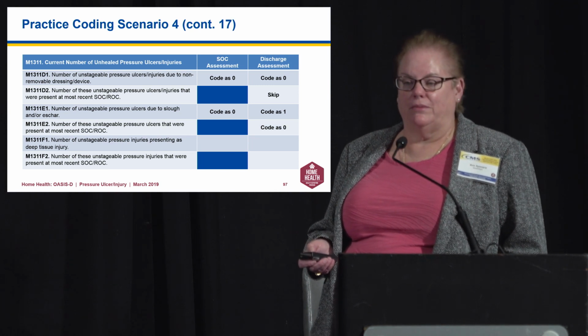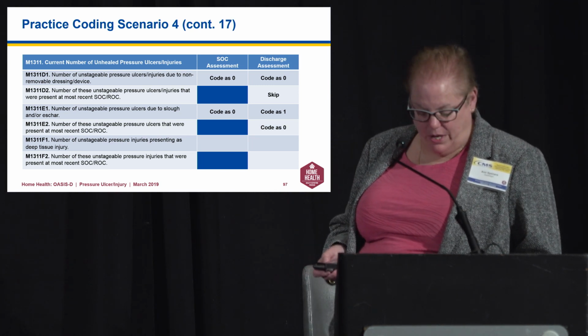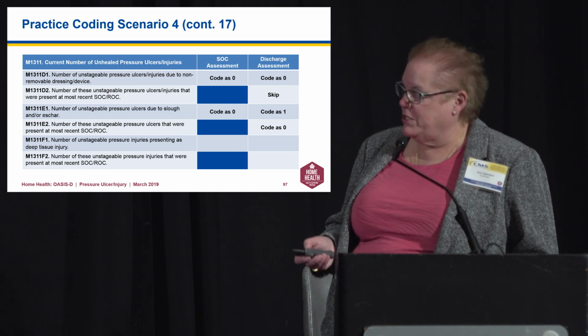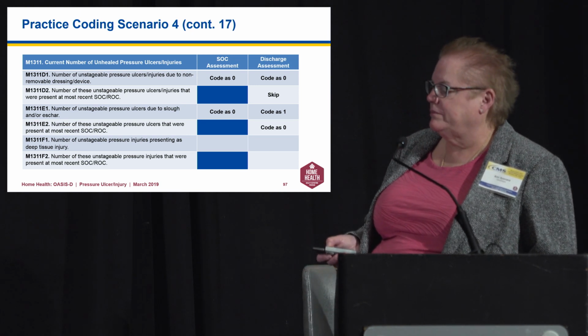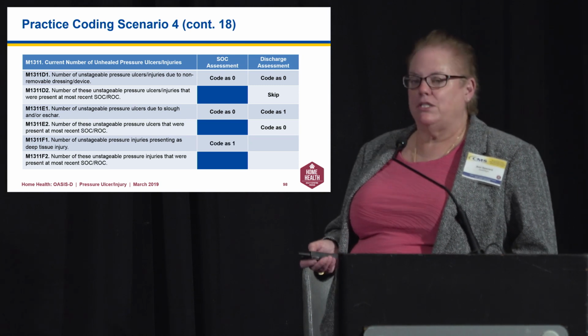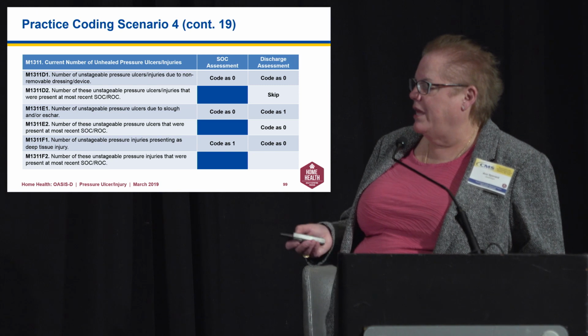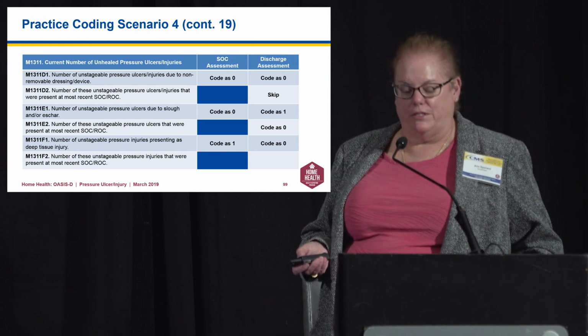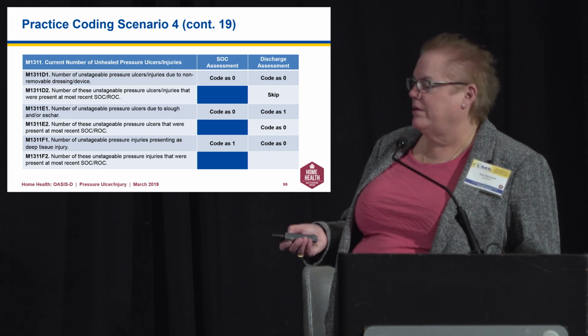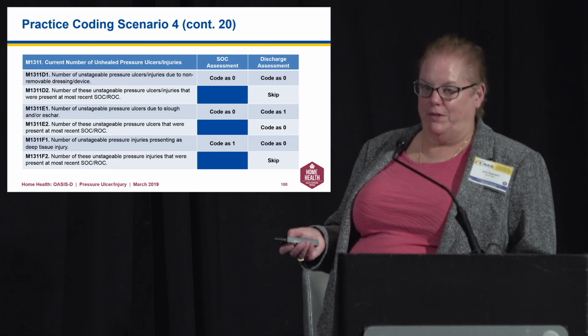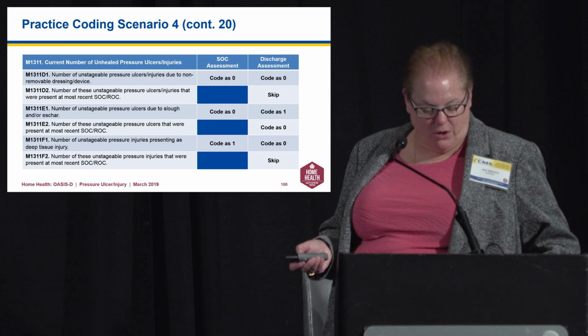Right, 0, because we didn't have that. Okay, the number of unstageable pressure ulcers presenting as deep tissue injuries on the start of care? Correct. How many at discharge? 0 is correct. And then again, the number of these that were present on the SOC/ROC. So what are we hearing? Skip, right? So this would be a skip pattern on this. Okay.